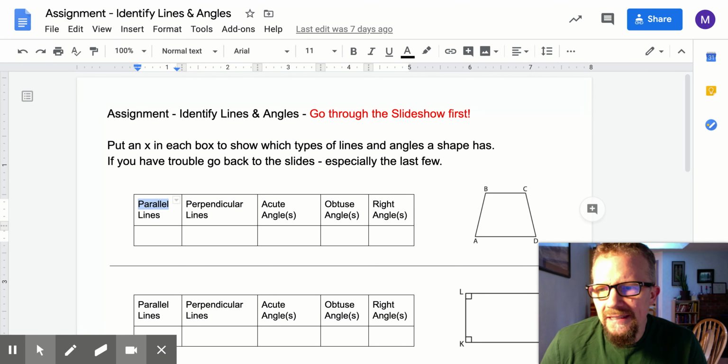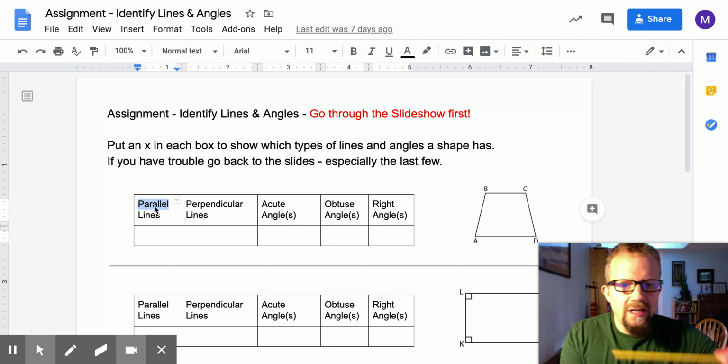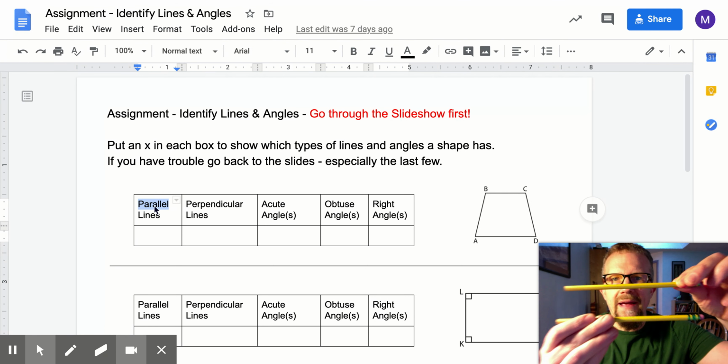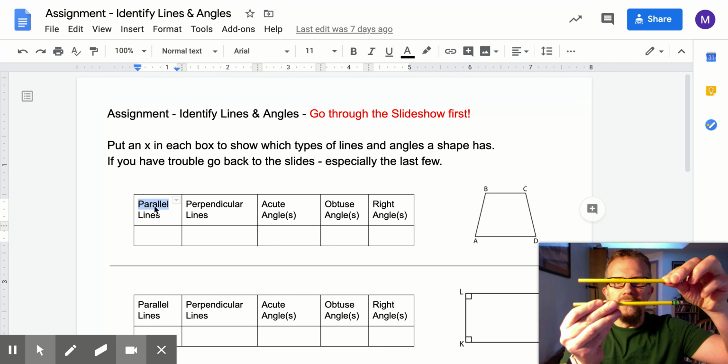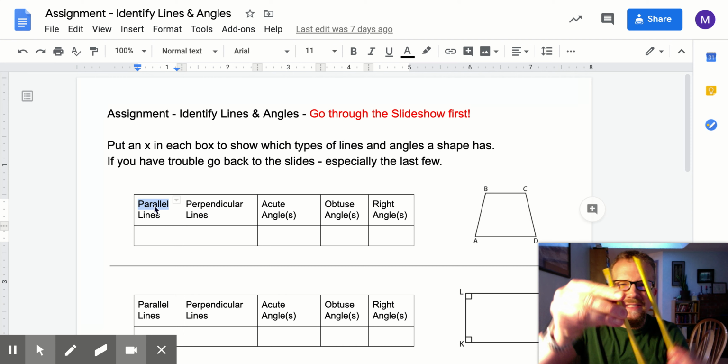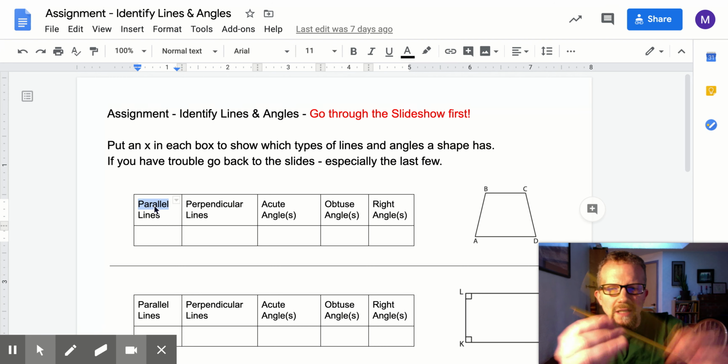So parallel lines. Here we go. These, my pencils, are parallel, right? They're parallel. They're going the exact same direction. Wherever I go, parallel. So if you've got two lines going the same direction, they are parallel.